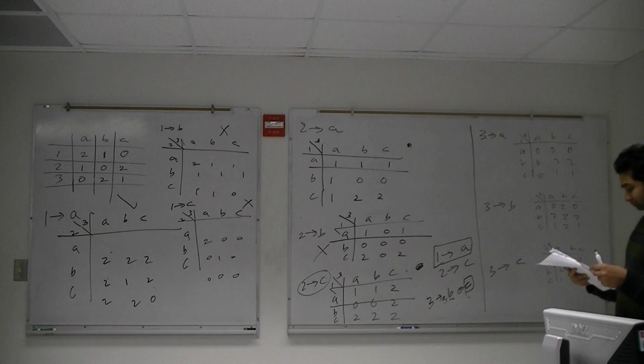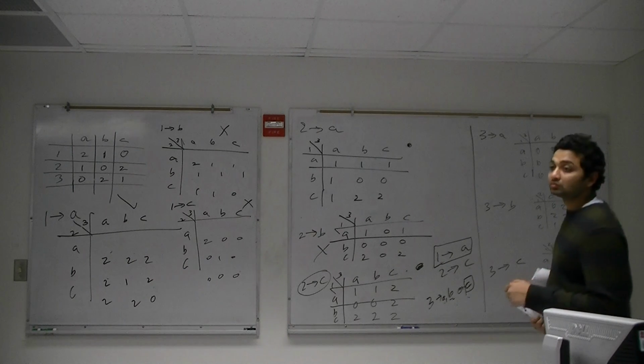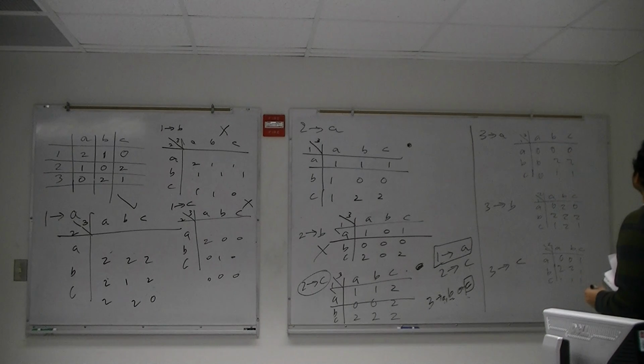I mean, if player 3 knows player 1 will choose A, then player 3 can choose B or C, right? If player 3 knows that player 1 will choose A, then he can choose B or C, right? No, it doesn't matter. You just look at this one again.